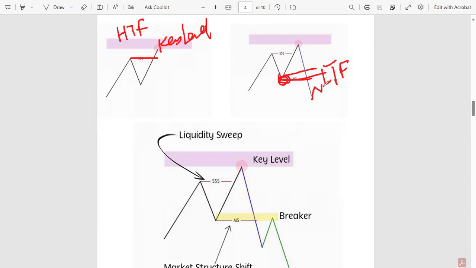Wait for price to come into this breaker block, and make sure this breaker block is overlapping with the fair value gap, an imbalance, another way. Fair value gap. Okay, make sure price is overlapping with the fair value gap. Make sure the breaker block is overlapping with the what? With the fair value gap. Okay, that's going to be a high probability breaker block entry model.